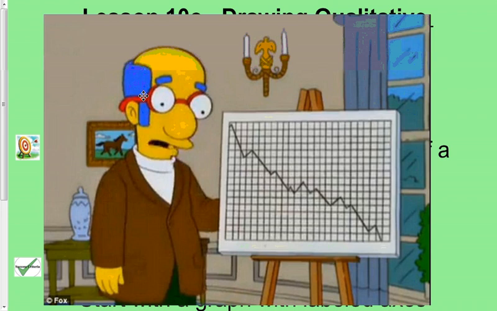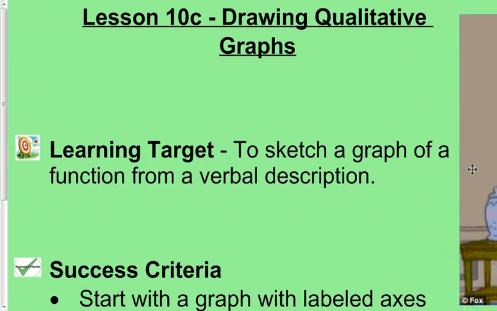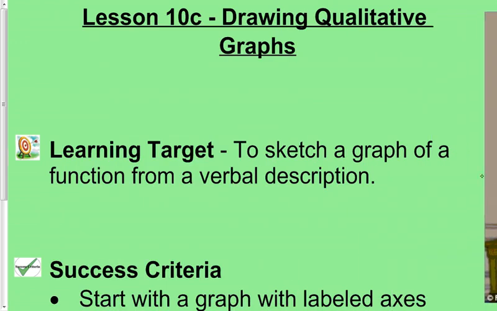And that's what we're going to work on today, just what Millhouse did there. So we're going to take section 10C. We're going to be looking at drawing qualitative graphs. So we're going to actually draw them now, sketching them. Last time we talked about describing them. Now we're going to take a description and actually draw them. So our learning target is to sketch a graph of a function from a verbal description.